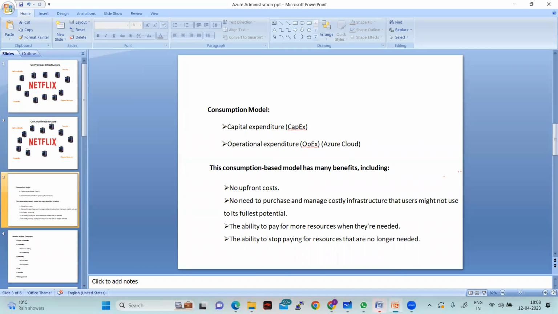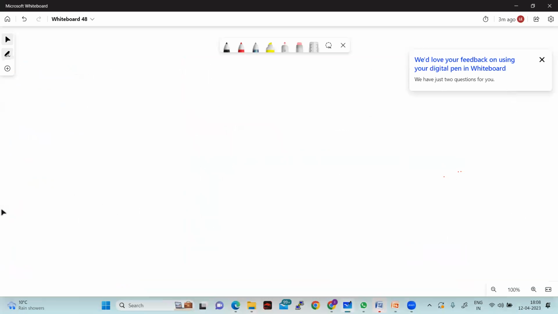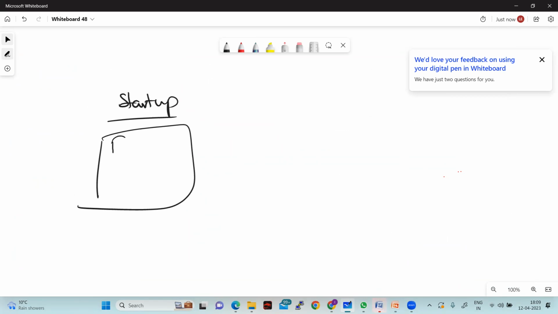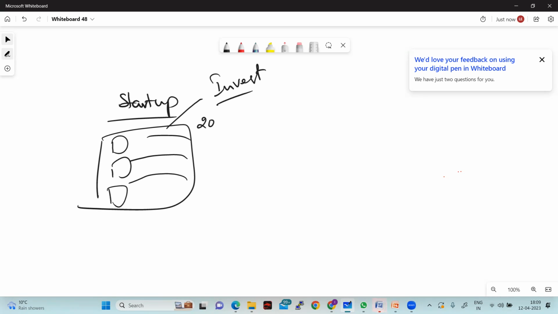It means, for example, let's say you want to start a company. You want to start up a company. What you do is take a building, you purchase a building, and then you purchase all the necessary resources, and you also recruit the people who maintain all the infrastructure and the resources, and you invest lots of money into this. You don't know whether your business is going to be successful or going to be lost, right? So let's say you have invested almost 20 million into this.